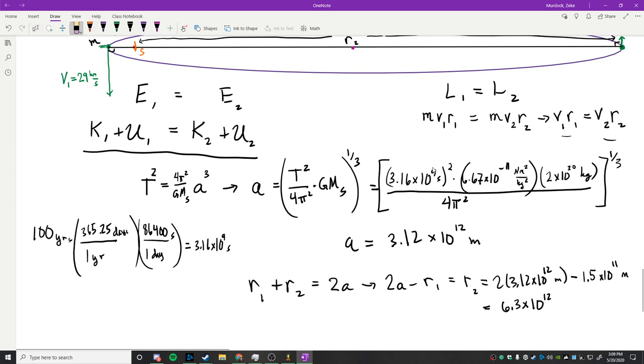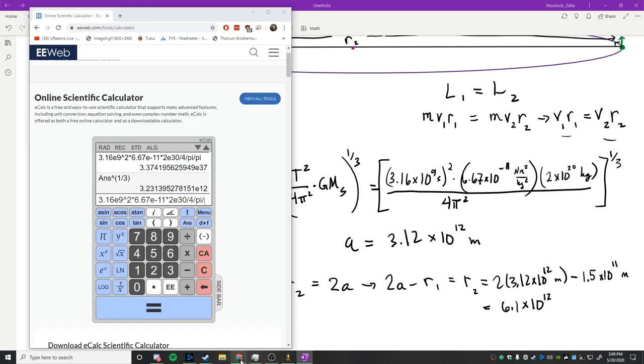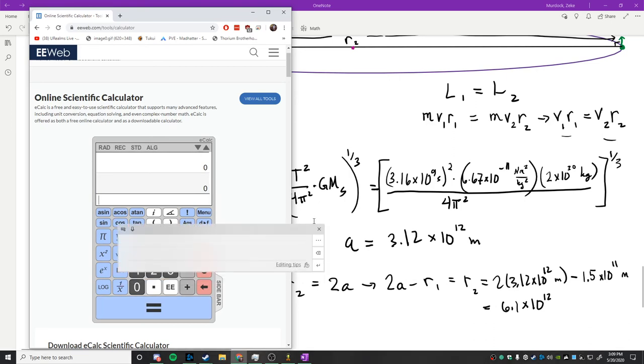Sounds more correct to me, yeah. I mean, I'll do it, I guess, but... So we go back to our calculator here. Clear that. No, I didn't want to do that. Wait. No, what are you doing?